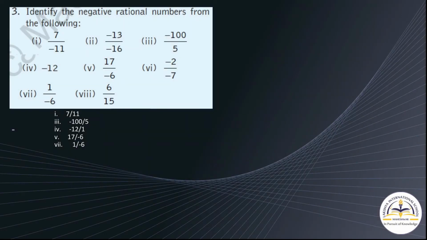Now in the same manner you have to find the negative rational numbers in question 3. What are they? You can see 7 by minus 11, minus 100 by 5, then minus 12, 17 by minus 6 also, 1 by minus 6 also.